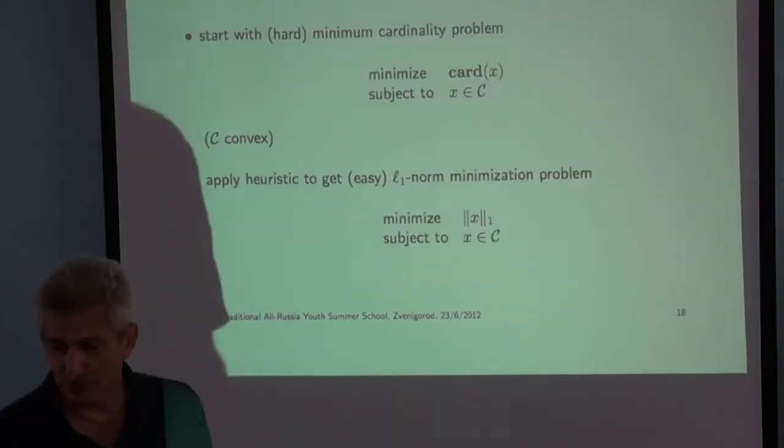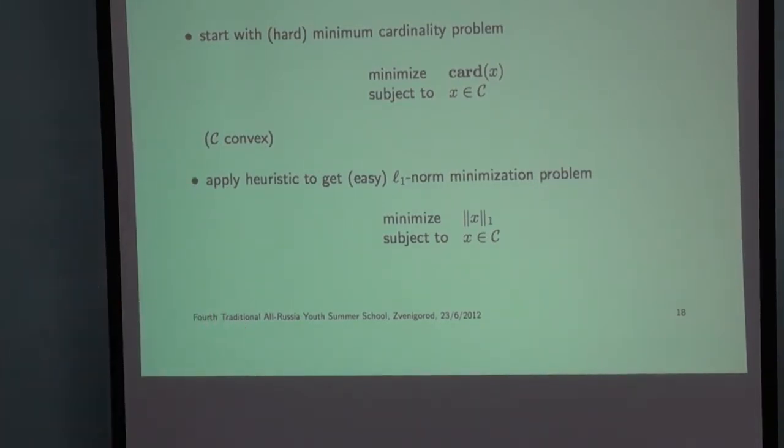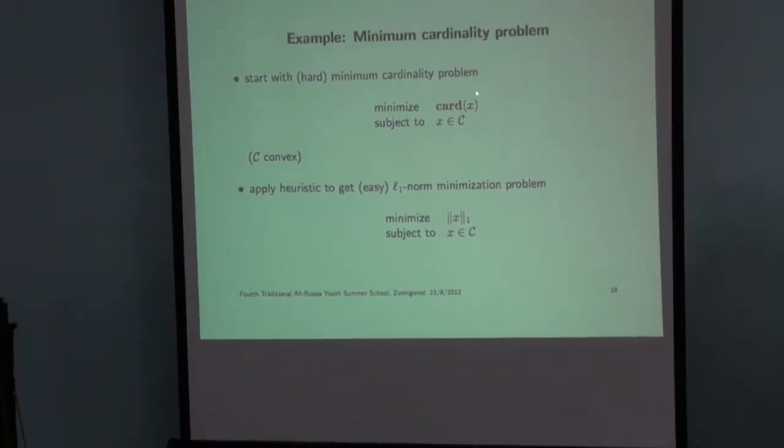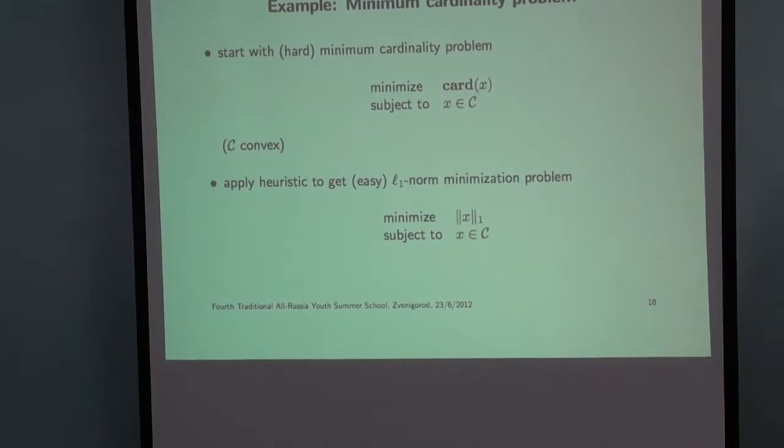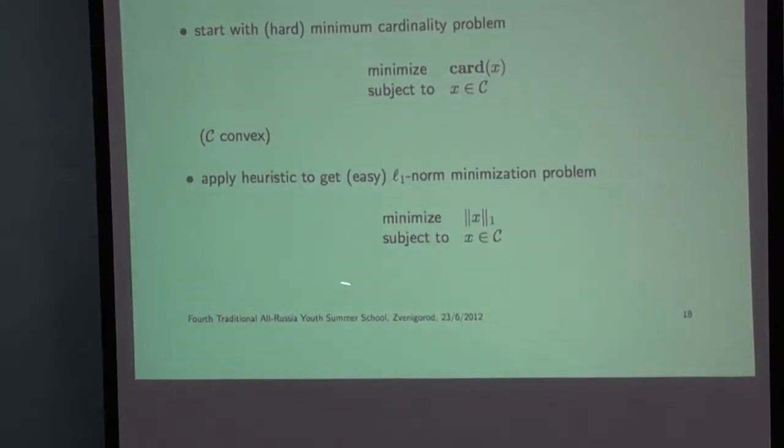All right, so let's just see how this works. Well, you want to solve a minimum cardinality problem. This is hard. So instead, what you do is you do this. Instead of minimizing the cardinality, you minimize the one norm, subject to x and c.